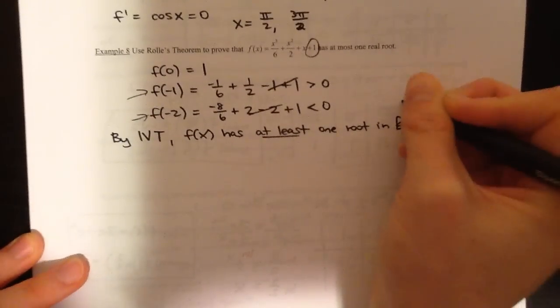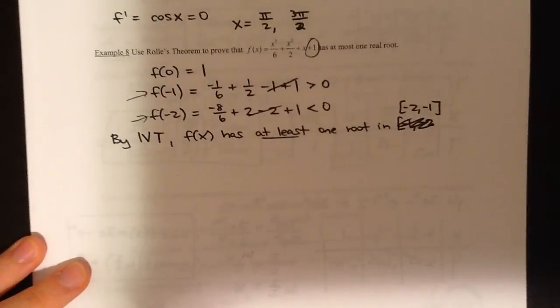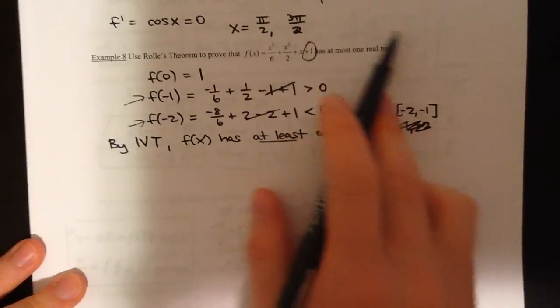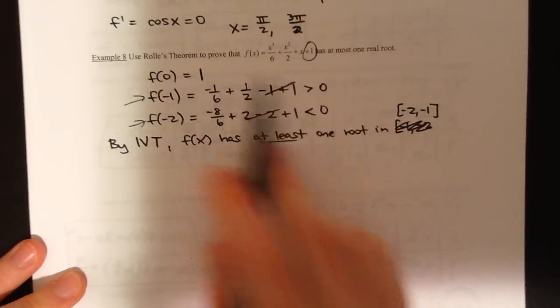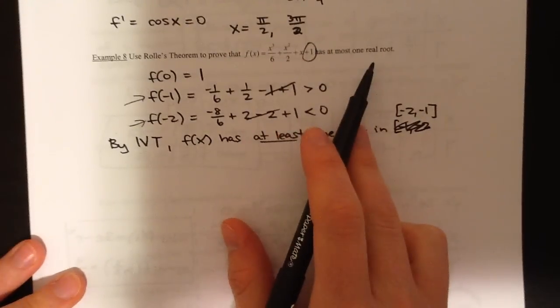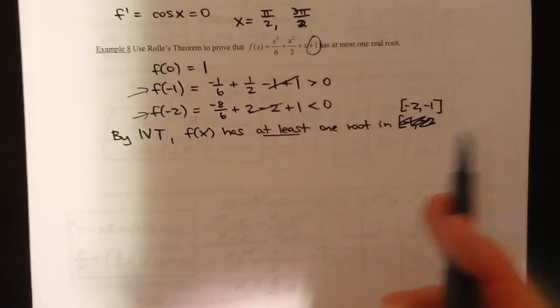Oops, these should be in the other order, sorry. Negative 2 to negative 1, number line. So we know we've got at least one root here. So if f of x had a second root, let's talk about this. So at most one real root. So we think we found it right here. Having at most one real root means we have one and only one. So let's assume, maybe, just to see if we can prove it wrong.